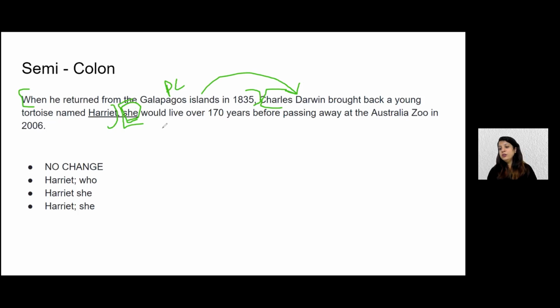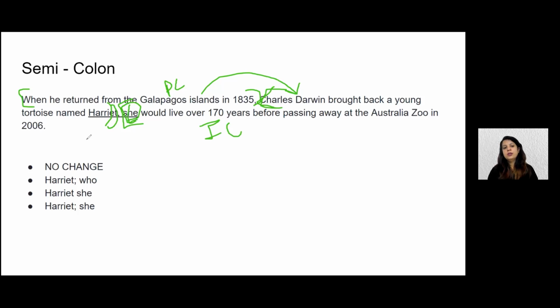That means from here, a new sentence is starting, and the examiner is trying to teach me, right? So she would live for over 170 years before passing away at the Australian Zoo in 2006. That means this is a new sentence, right? If I take this part of the sentence apart, it can stand alone. That means this is an independent clause.